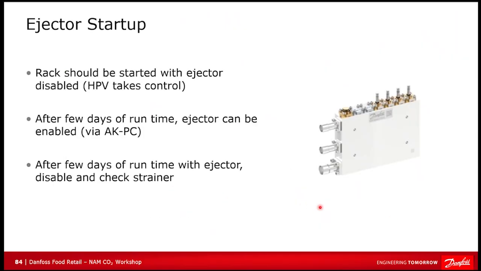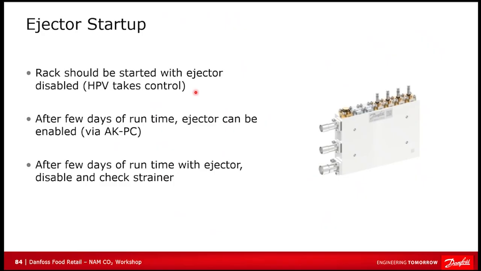Just one last slide on sort of the ejector itself and the startup of it. So when a system with the ejector is being started up, we don't typically like to start it up with the ejector on right away. We like to disable it and allow the high pressure valve to be the initial control point. It lets the dirt, the debris in the system, we make sure we get that back into our filter dryers and the other areas of the system that are meant to collect that. And then after a little bit of runtime, maybe a few days, then we can go and add the ejector into the control strategy that's being used.